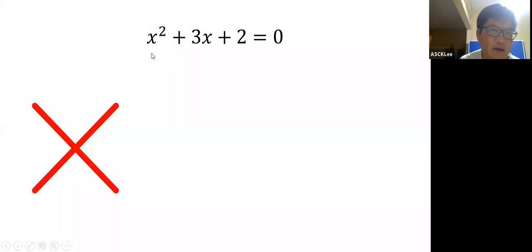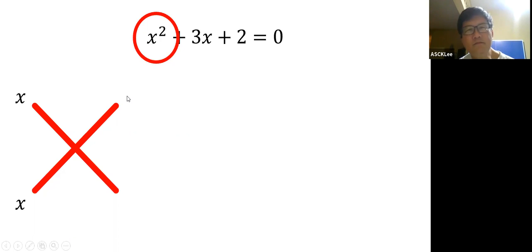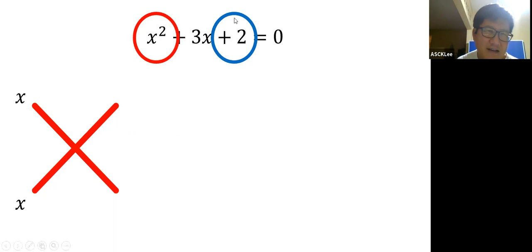So let's go again. The first thing that you do when you see a solve this quadratic equation is focus on the x squared term and ask yourself, how do I get x squared? So it's x times x. And then after that, you shift your focus over to this constant here, which is 2, and ask yourself, how do you get 2? You get 2 by 1 times 2. You multiply 1 by 2.